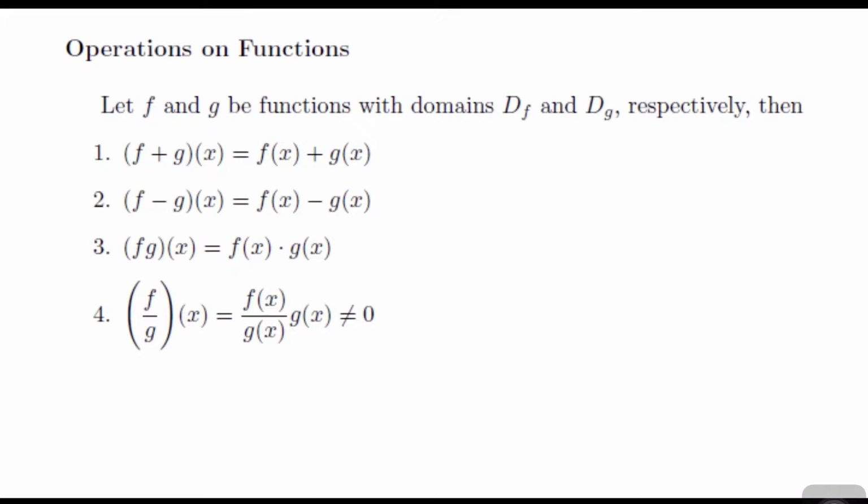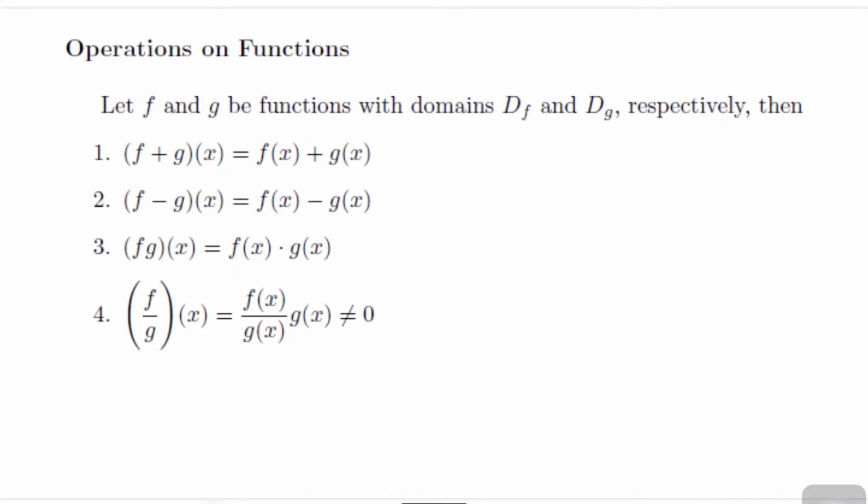If you noticed for this part, it looks like a distributive property. F plus g of x, you will just distribute x. So f of x plus g of x. So by observation. Next, f minus g of x. So we have f of x minus g of x. Then for number 3, f times g of x, you just multiply f of x times g of x. And for the last part, we have division, so f divided by g of x is equal to f of x divided by g of x.